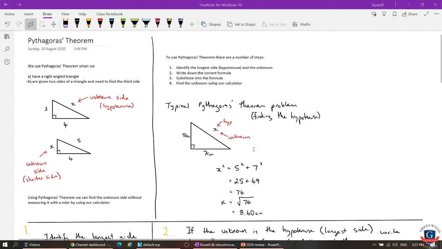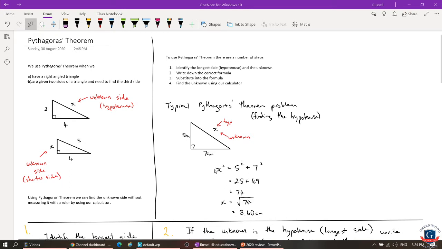So here's a typical problem. We have an unknown, it's x, and funnily enough it's also on the longest side. So I've labelled it here hypotenuse and unknown. That's the longest side there. And we've been given two other sides. So it satisfies the criteria for Pythagoras' theorem because it's a right angled triangle and there are three sides involved, one of which is unknown. Now underneath I solve the problem.